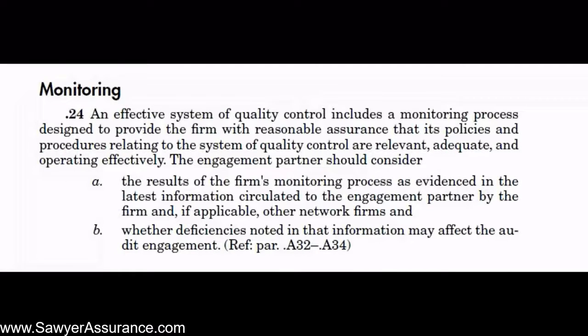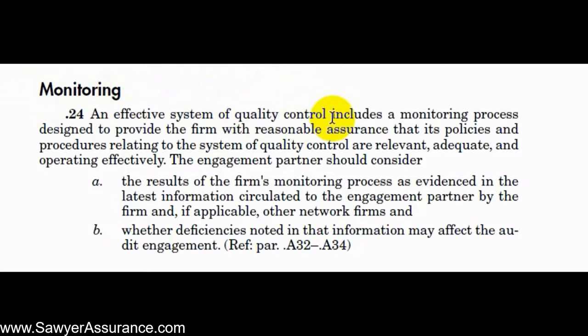Okay, so for this video, let's continue on in our discussion of quality control as it relates to performing an audit under generally accepted auditing standards. We come down to AUC section 220.24, which discusses monitoring, and this is in reference to monitoring the quality control at the accounting firm, and not monitoring the engagement, but monitoring the quality control of the firm over the engagements.